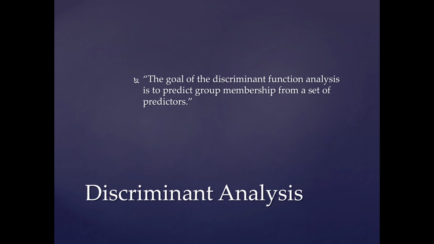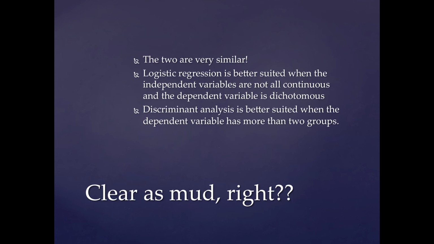Discriminant analysis, on the other hand, the goal of discriminant analysis, again from their textbook, is to predict group membership from a set of predictors. Now I actually made a typo here, it should be from a continuous set of predictors. If we have predictors that are dichotomous, predictors that are categorical in any manner, discriminant analysis is not the tool for you. Okay? Now, clear as mud, right? We're trying to predict group membership. What's the difference?